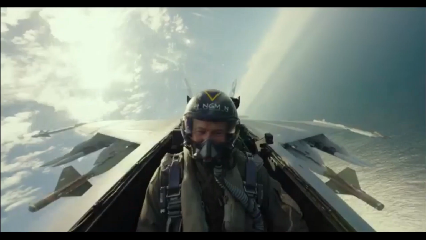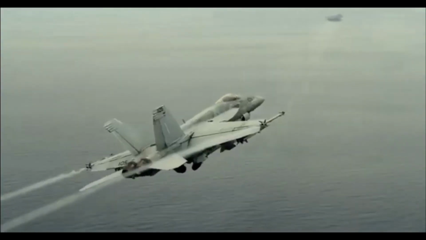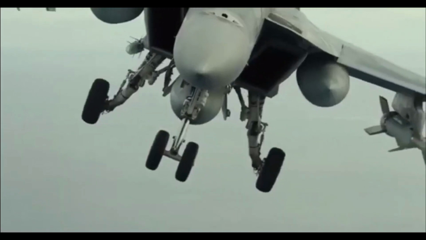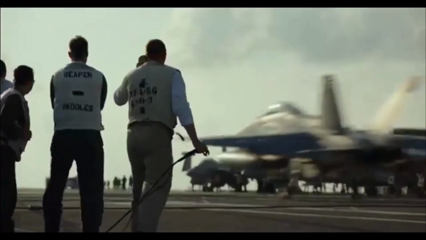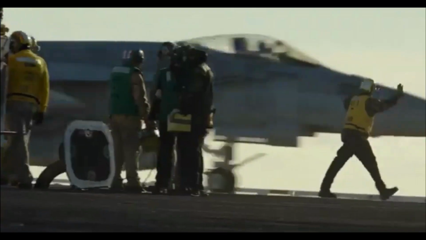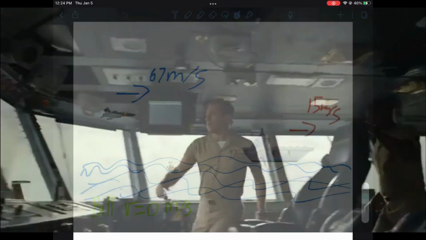In this scene, Hangman is going to land the F-18 Super Hornet on the aircraft carrier USS Abraham Lincoln. The pilots of these aircraft need to understand the concept of relative velocity and use it to their advantage when landing.